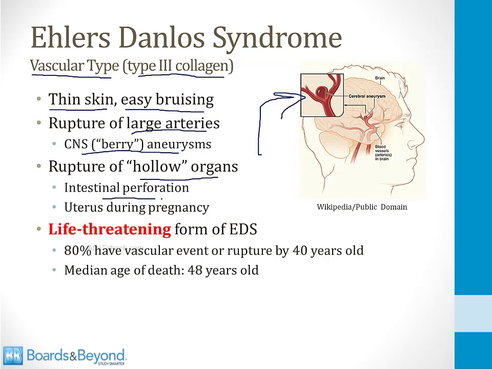This includes intestinal perforation or rupture of the uterus during pregnancy. And because of these problems with rupture of arteries and rupture of organs, this is a life-threatening form of EDS. This is the worst form to have. 80% of patients with this form of Ehlers-Danlos have a vascular event or rupture by 40 years of age, and the median age of death is only 48 years old.